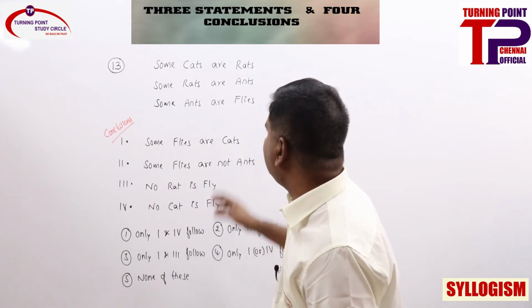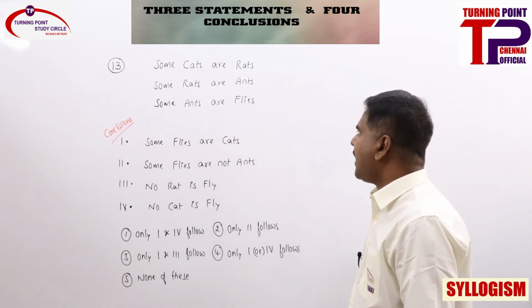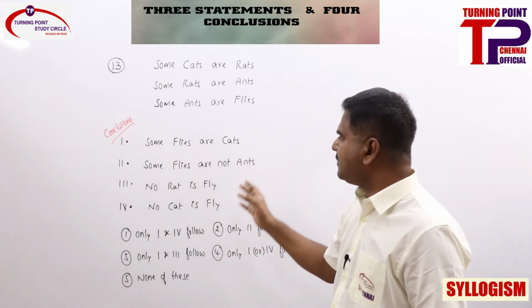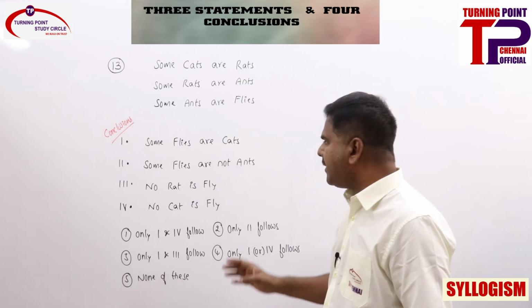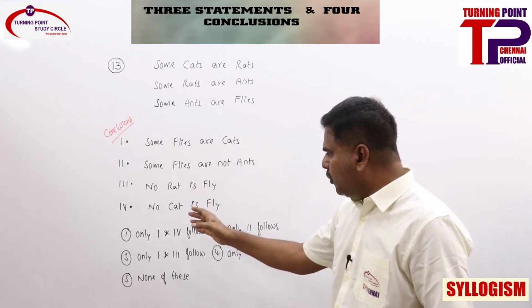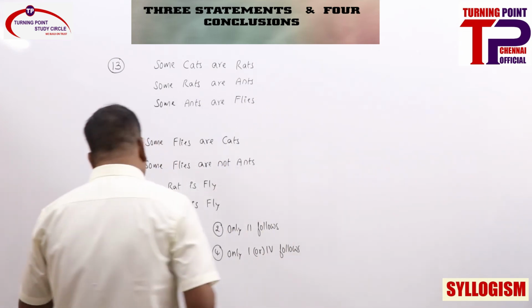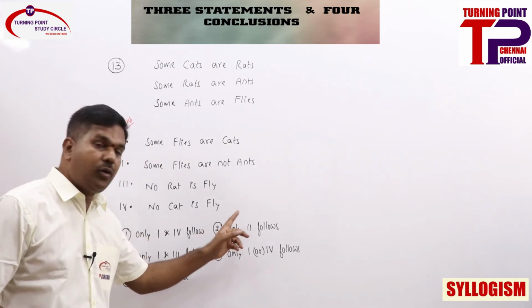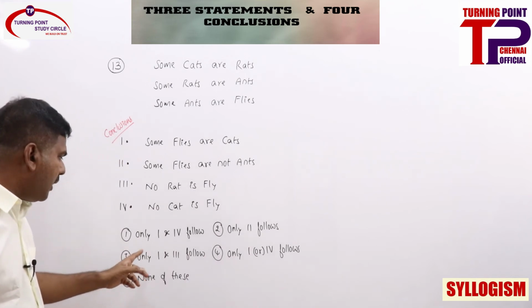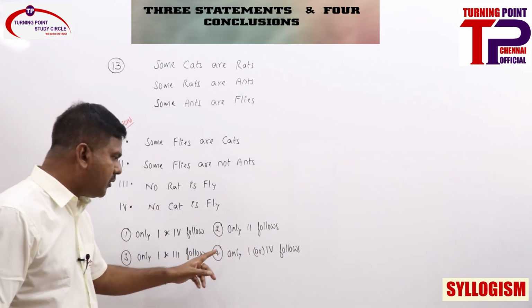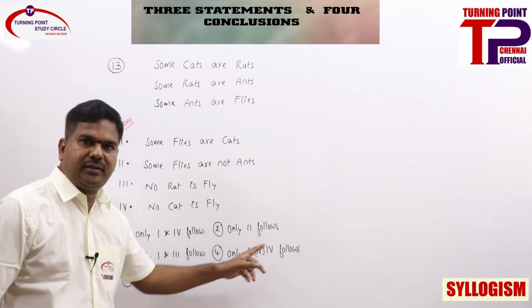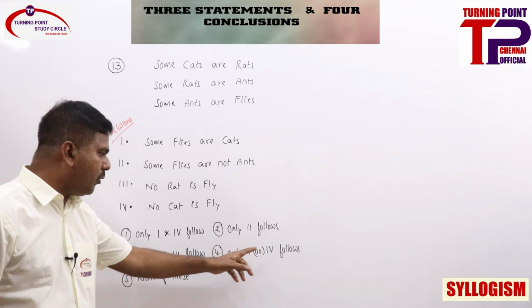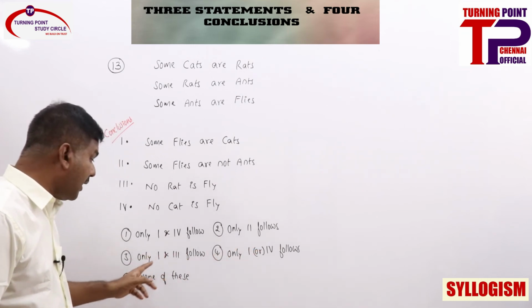13th question, note it down. Some cats are rats, some rats are ants, some ants are flies. Conclusions: 1, some flies are cats, 2, some flies are not ants, 3, no rat is fly, 4, no cat is fly. Answers: give answer as 1 when only 1 and 4 follow, 2, only 2 follows, 3, only 1 and 3 follow, 4, only 1 or 4 follows, that is either 1 or 4. Fifth one, none of these.